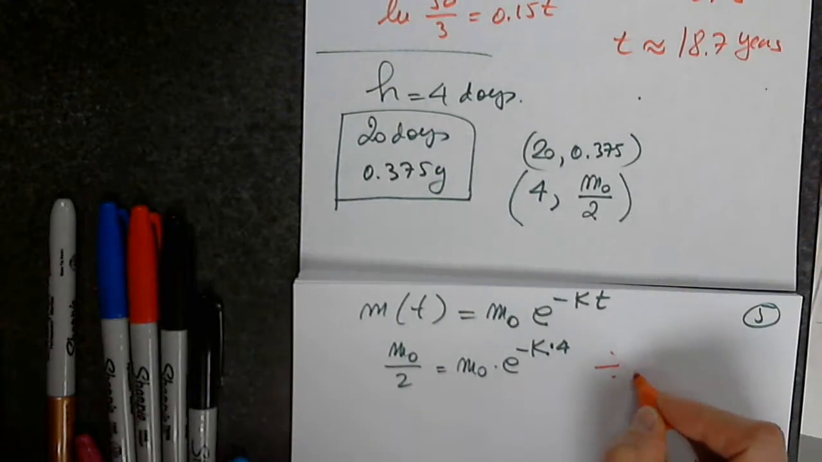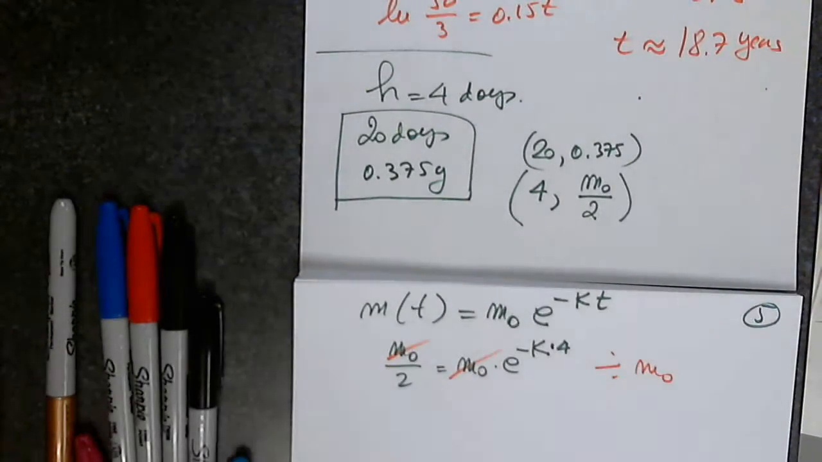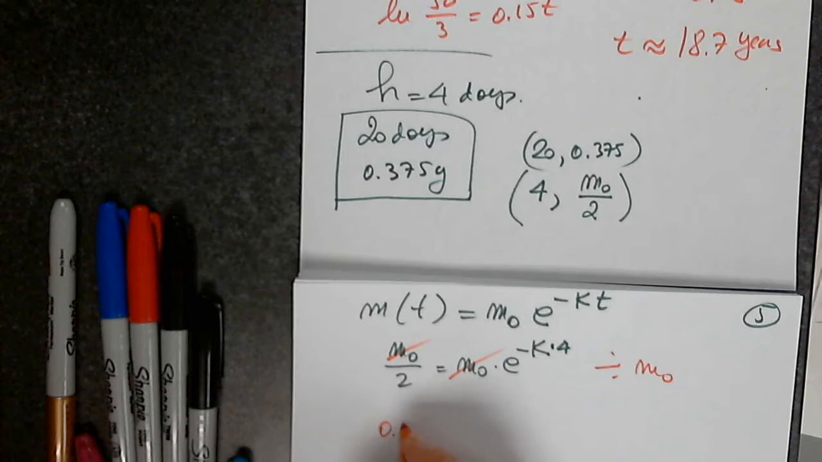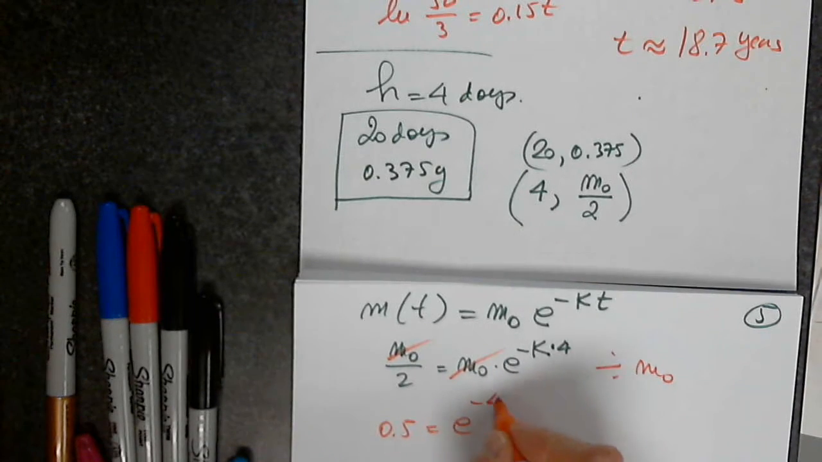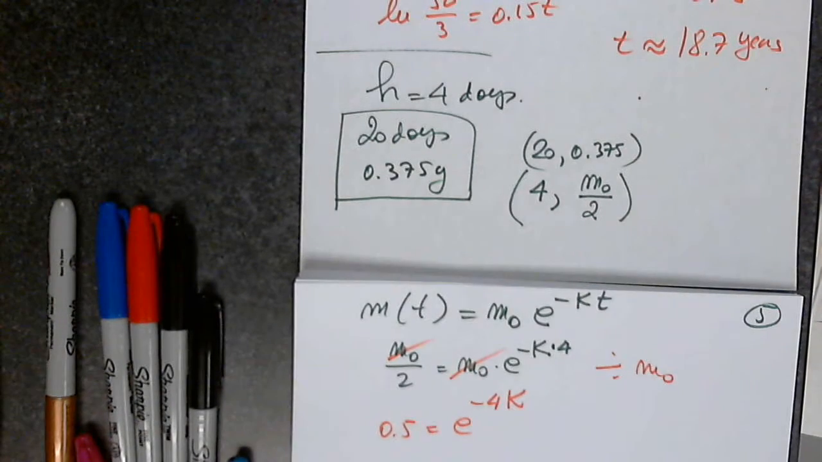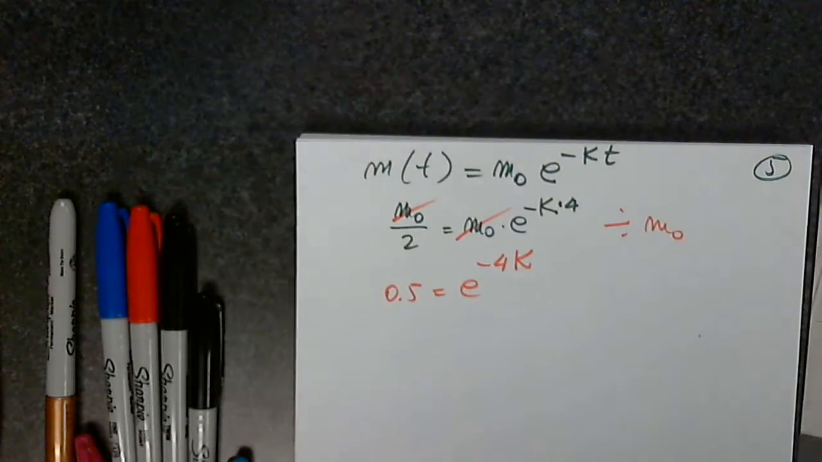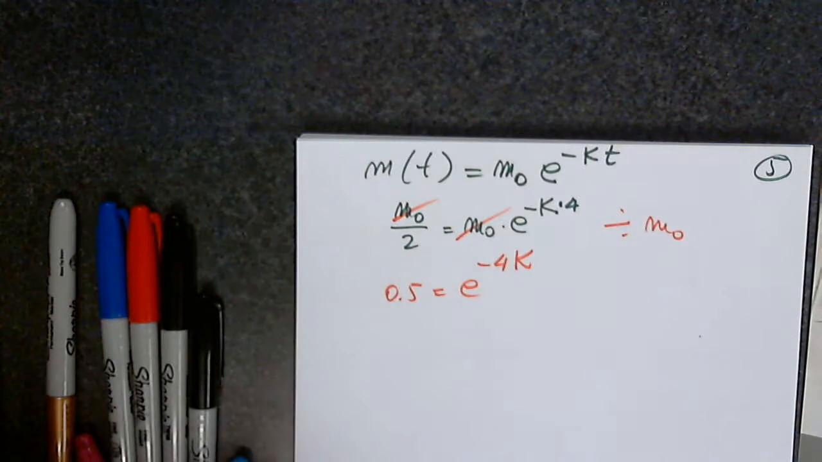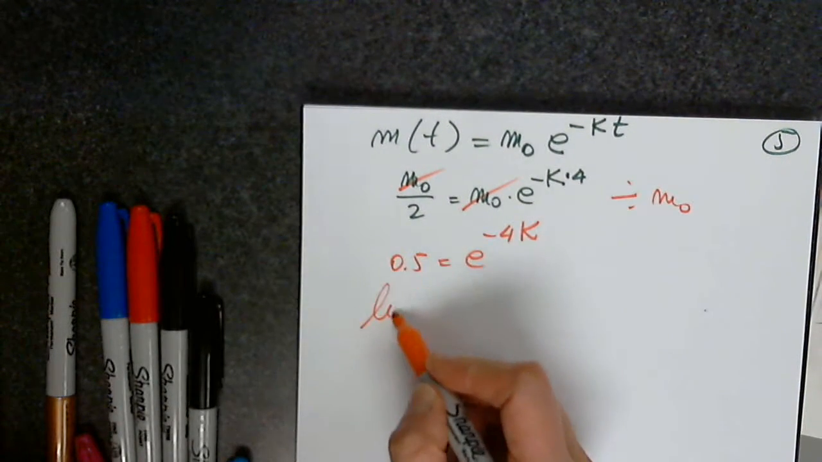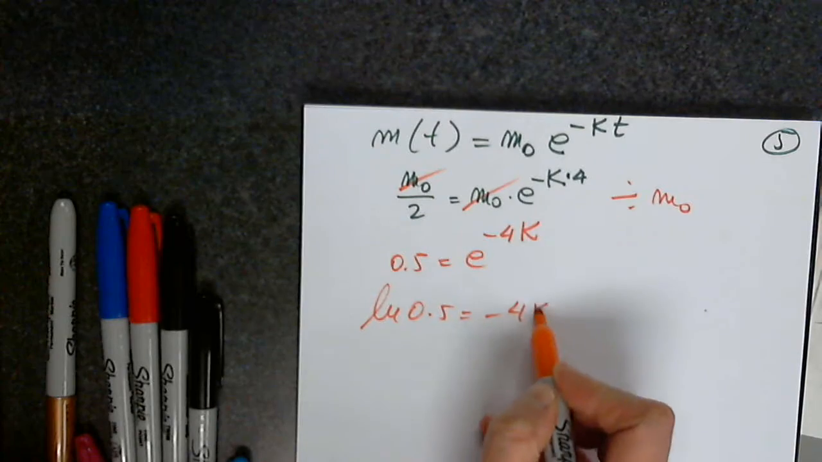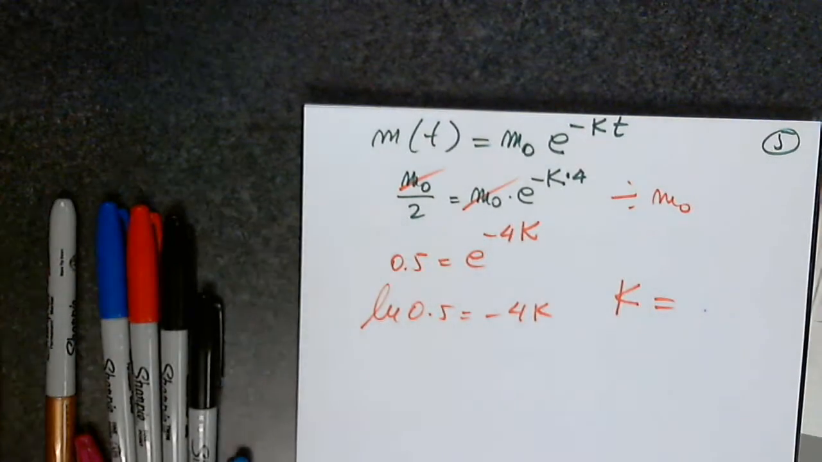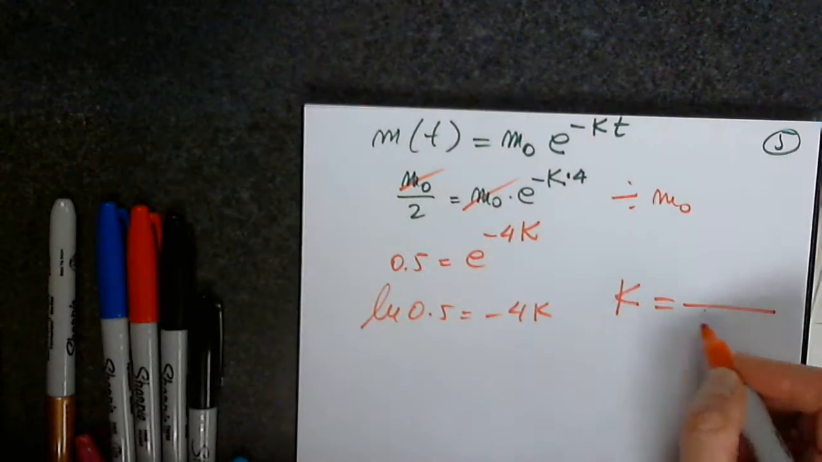Exactly. I divide both sides by m0. So I have 0.5 equals e to negative 4k. This is my only chance to find k. What do I do next? Natural log. What do I do next? Negative.